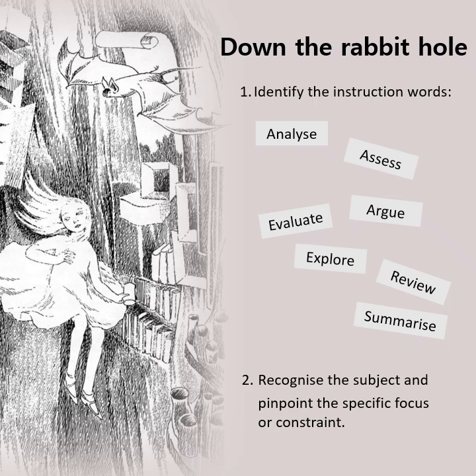First, you'll want to identify the instruction words. Analyse, assess, argue, evaluate, explore, review, summarise. All of these require you to do different things in answering your research question. Then you'll need to recognise the subject or general topic of the research and pinpoint the focus or constraint.